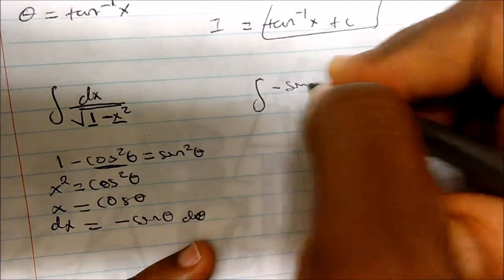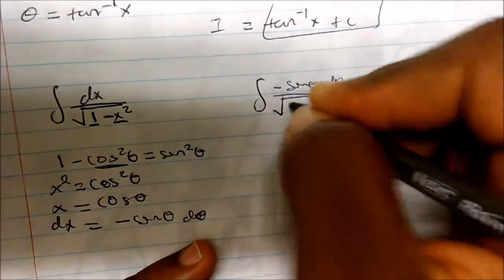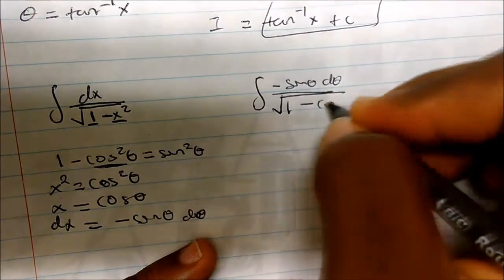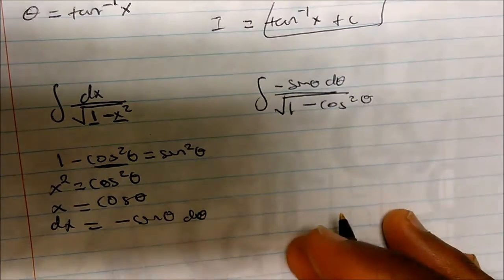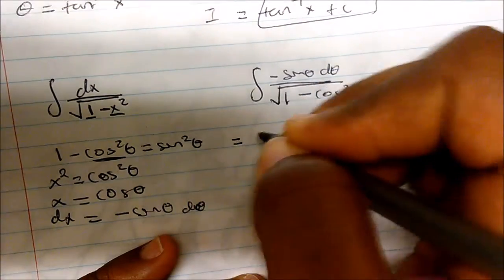What's dx? That is negative sine of theta d theta. I still have the square root here of 1 minus, well, what's x squared? That happens to be cosine squared of theta. Okay, so there goes my new integral. And now I'm always going to look for an identity.